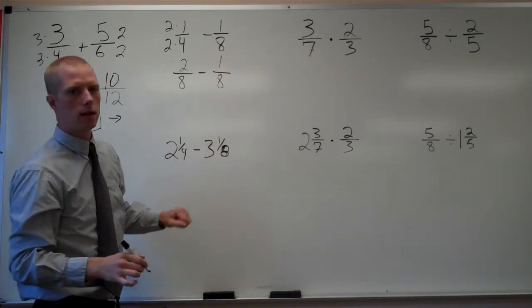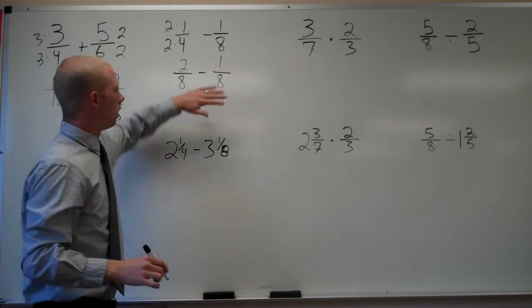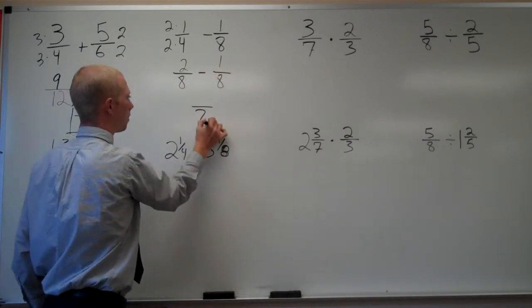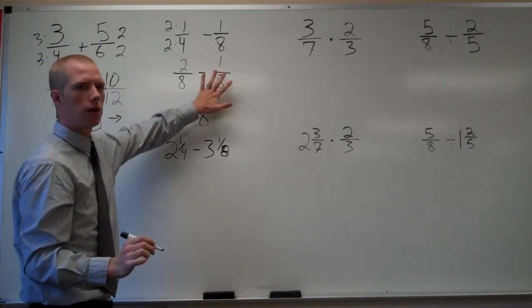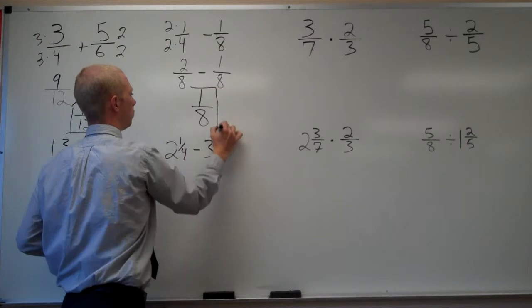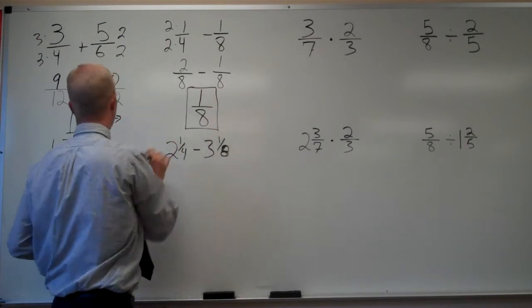Now I have 2 eighths minus 1 eighth. I kind of ignore my denominator because I know my answer will be in eighths. I don't have to do anything to it. Then I'll do 2 minus 1 and my answer will be 1/8.